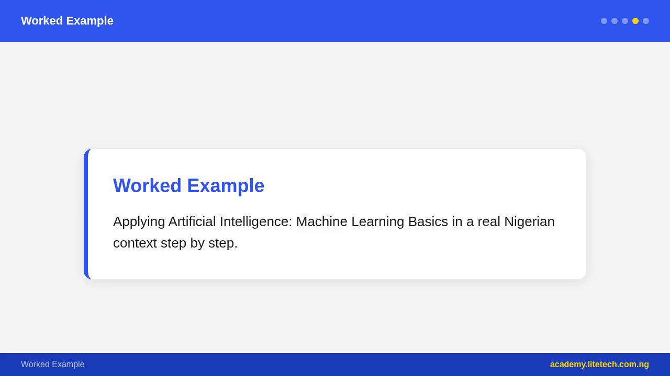Agriculture in Nigeria: AI-powered crop disease detection apps, e.g. Plant Village, allow farmers to photograph their crops and get a diagnosis via ML. Precision agriculture using satellite and drone imagery with ML.